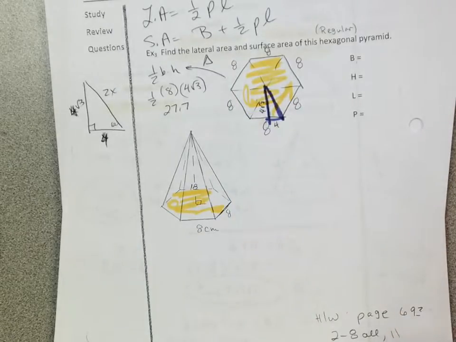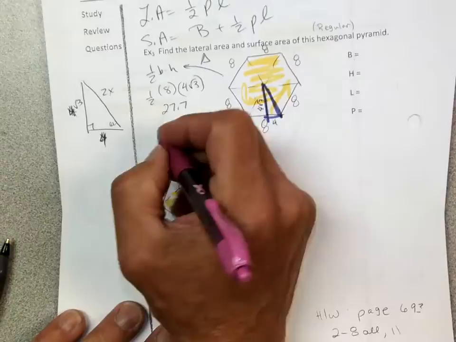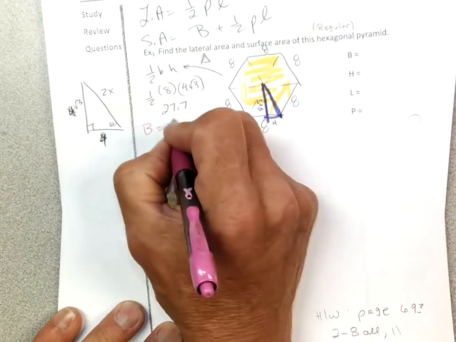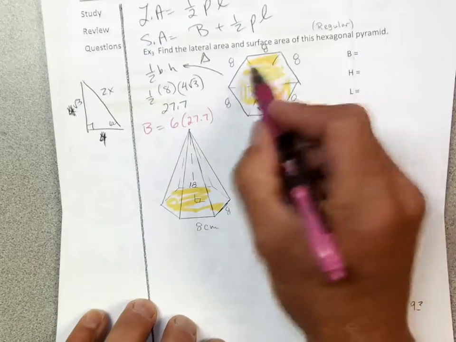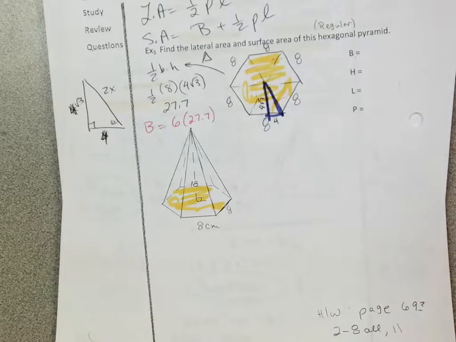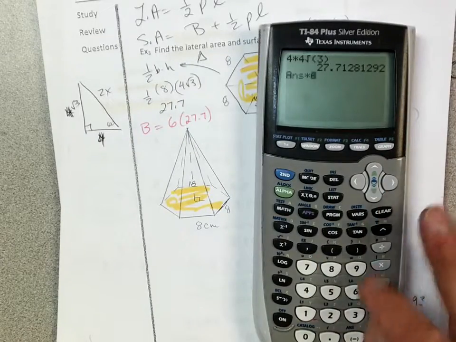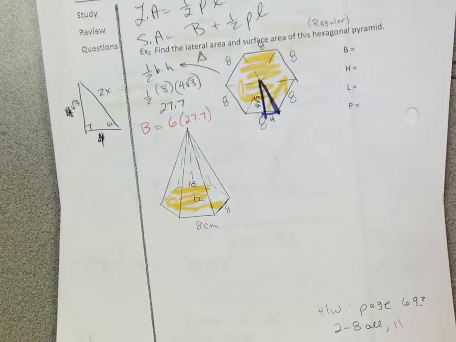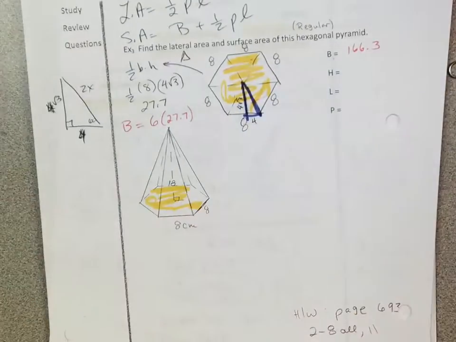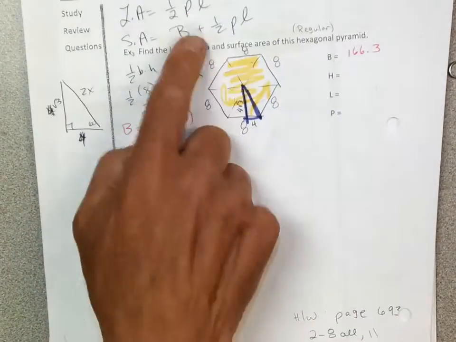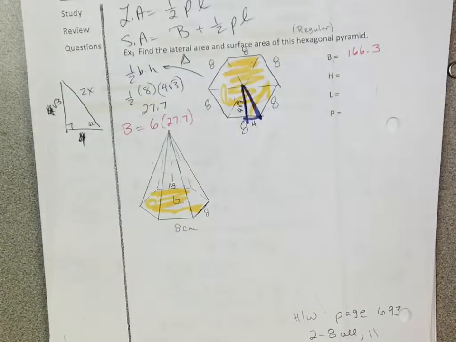I got 6 of them, right? So for the hexagon, for big B, let's go 6 times my 27.7, because that's the area of the whole thing, because there are 6 triangles, right? Times that by 6, and I get 166.3. So the area of the base is 166.3. Let's write that down. We're going to need to know that, okay? For there. All right, now, what else do we need?